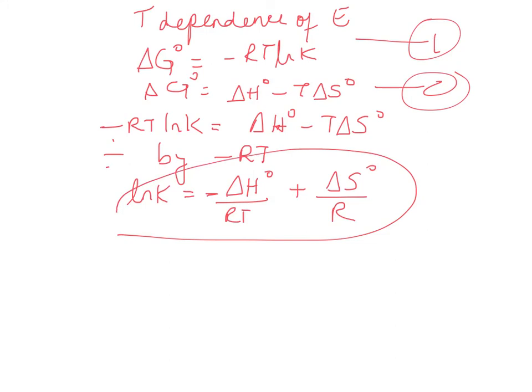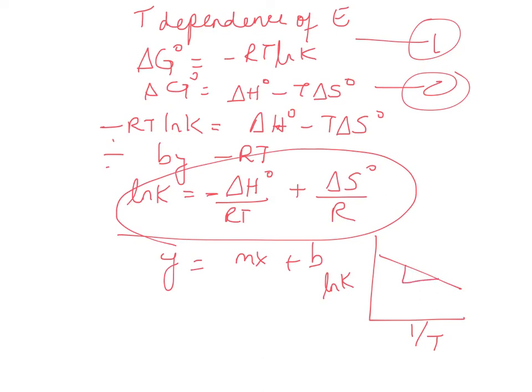But realize that this is of the format y is equal to mx plus b. So if you have many temperatures and you are measuring equilibrium constants, you can essentially get the natural log of K from there. If you plot natural log of K against 1 over T, it's going to give you a straight line, the slope of which is going to give you delta H0 over R, and the intercept is going to give you delta S over R. Since R is a gas constant with a specific value, you would be able to determine the delta H and the delta S from it in a graphical sense as well.